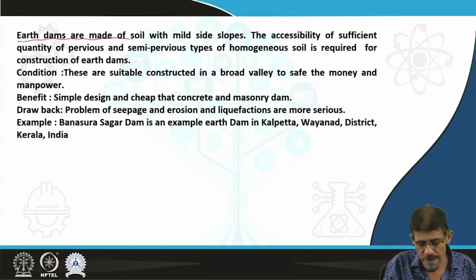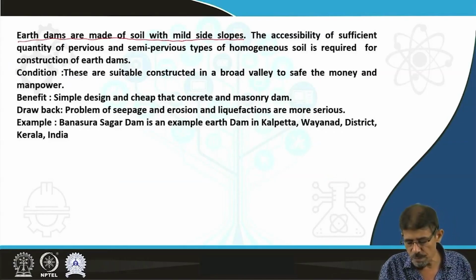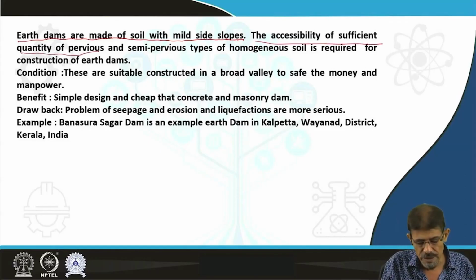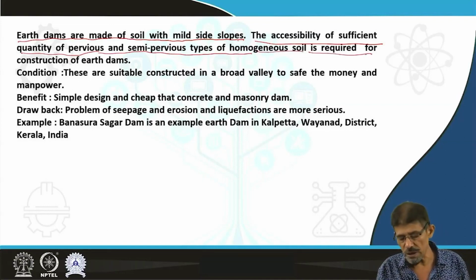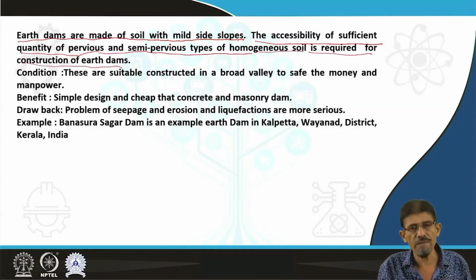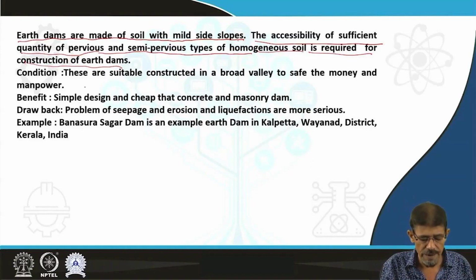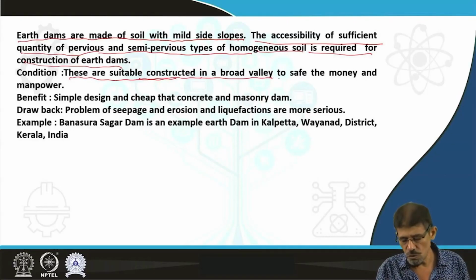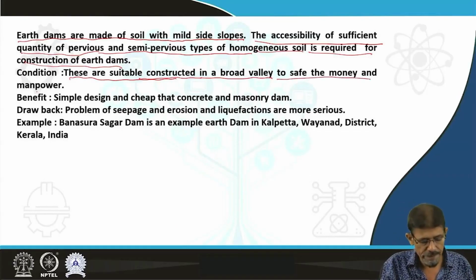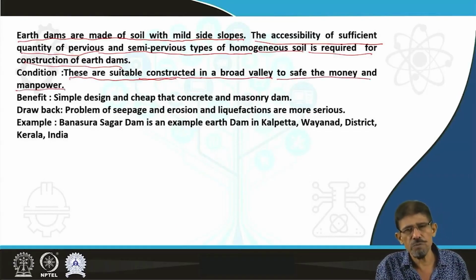Earth dams are made up of soil and have mild side slopes. The accessibility of a sufficient quantity of pervious and semi-pervious homogeneous soil is required for construction of an earth dam. In which condition is this earth dam recommended? These are suitably constructed in a broad valley to save money and manpower. This project is also labor friendly.